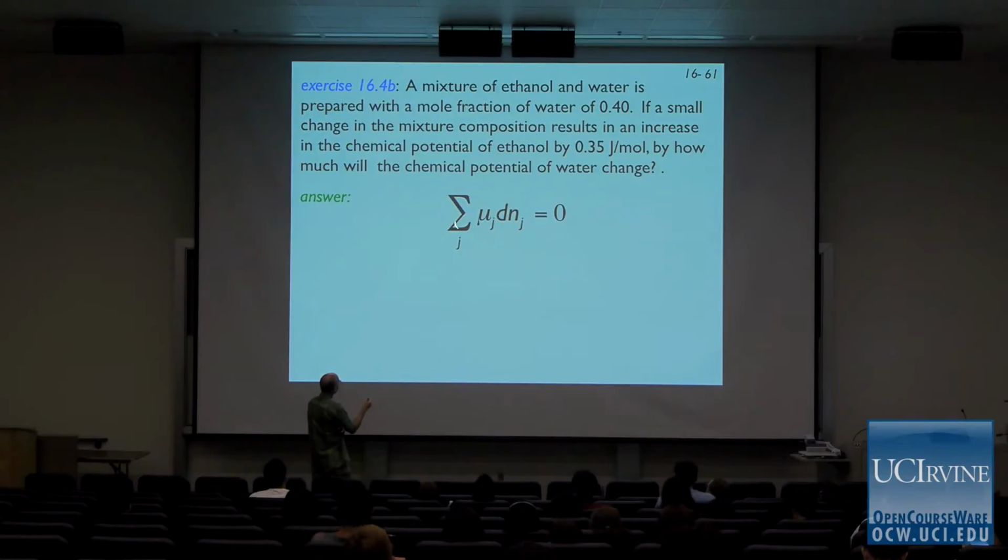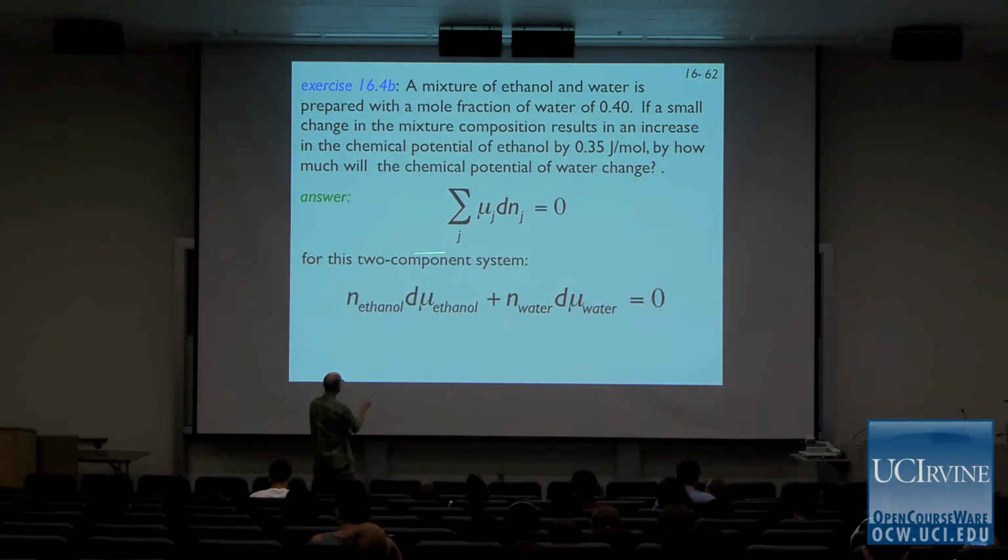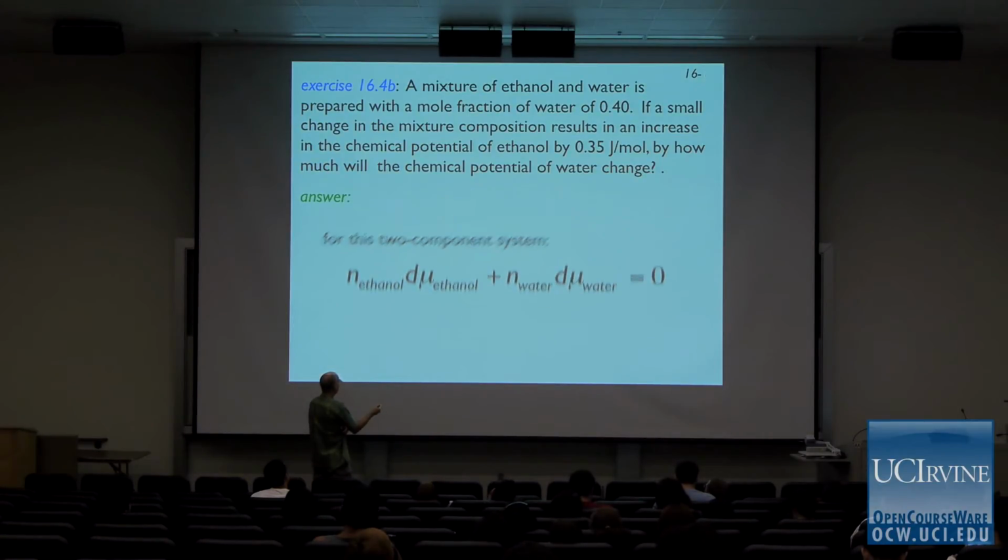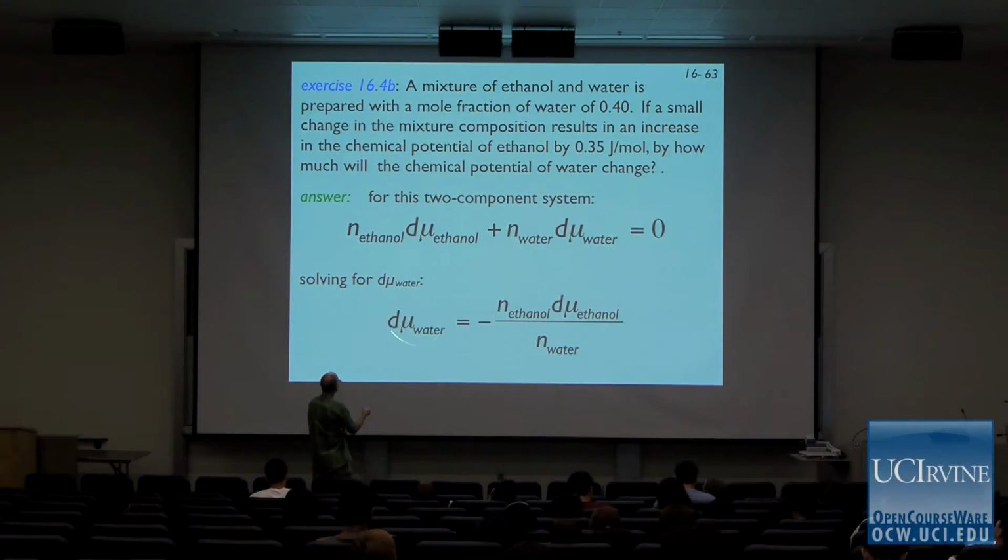Okay, so we're going to use the Gibbs-Duhem equation. It's a two-component system, so we've got an ethanol component and a water component. We just solve for the change in the chemical potential of the water. If these derivatives are small, the first assumption to make is that they are small, then we can just treat this as the change in the chemical potential of the water. That's the change in the chemical potential of the ethanol, which we're told.